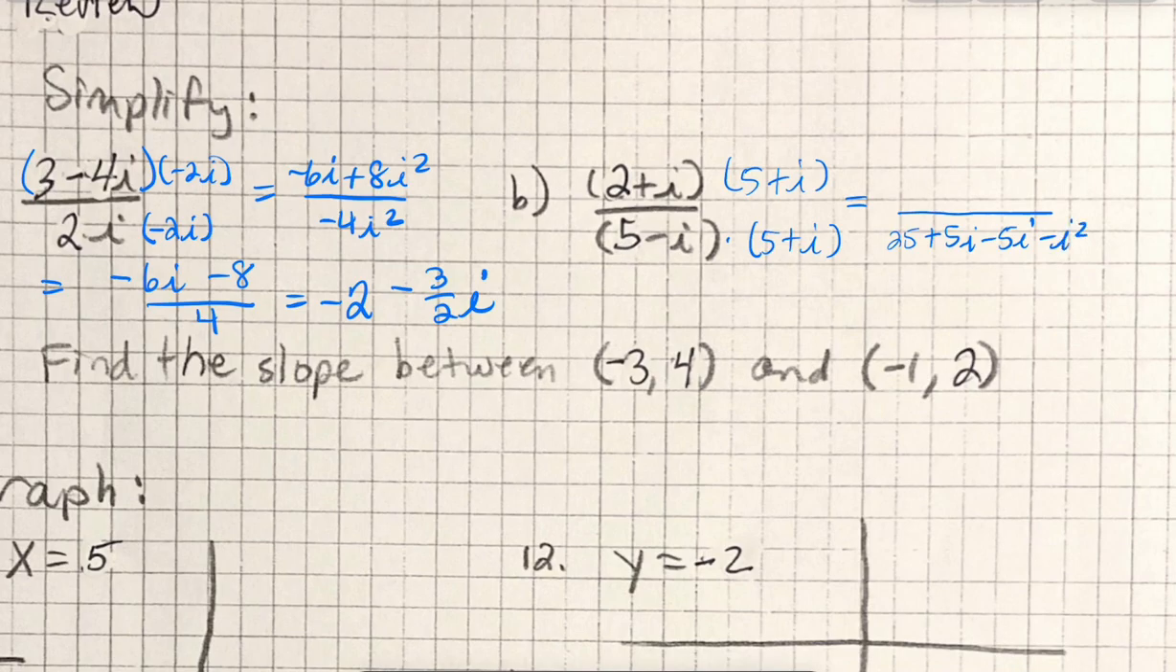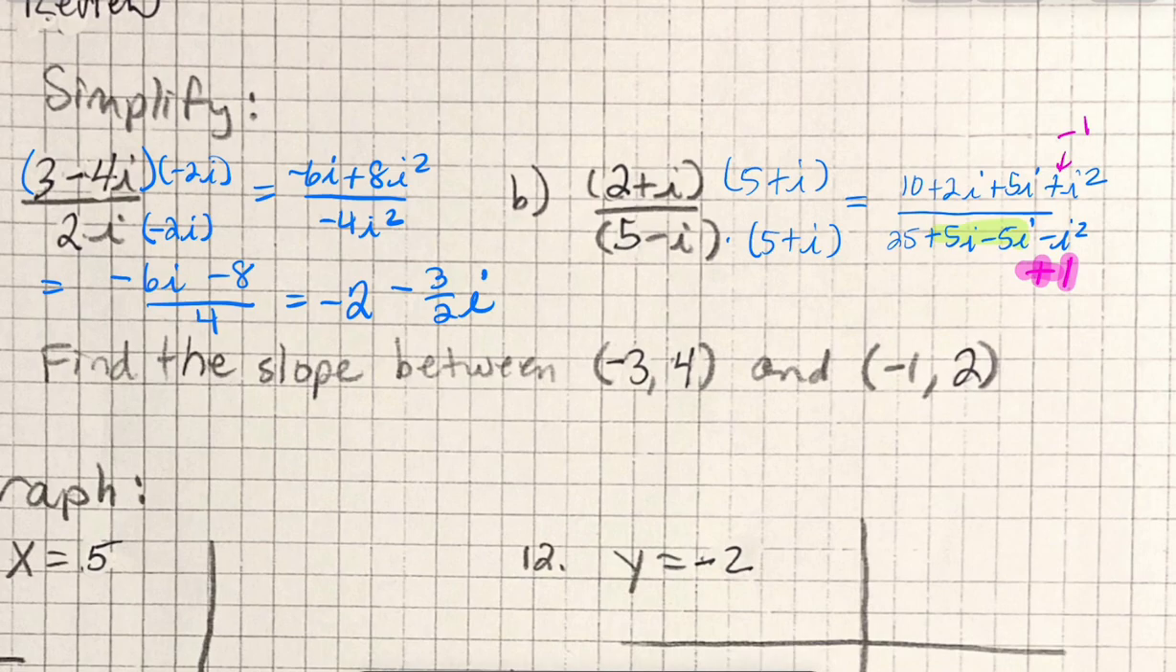Now we're ready to distribute on top. So we've got 10 plus 2i plus 5i plus i squared. Now on the bottom, let's discuss that first. The two opposites are going to cancel, positive 5i and negative 5i. This is going to become negative 1 times negative 1, or it's going to become a plus 1. On the top, this i squared is going to become a minus 1.